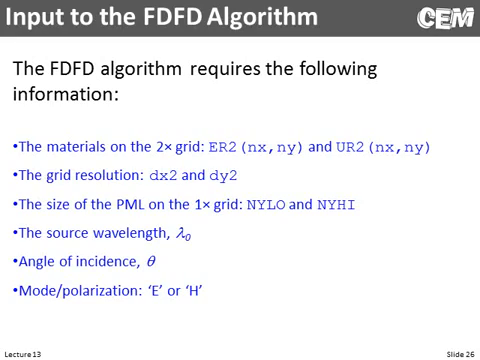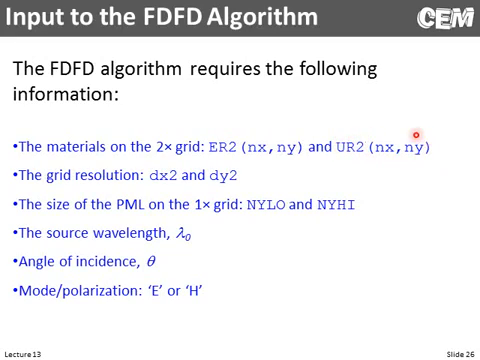And it needs a few things. Well, it obviously needs the materials put onto the grid. It needs to know what device it's modeling. So we're going to have to build two different two-dimensional arrays, and both of these are on a 2x grid. One has the relative permittivities, and the other has the relative permeabilities.